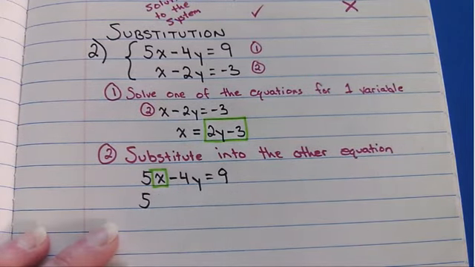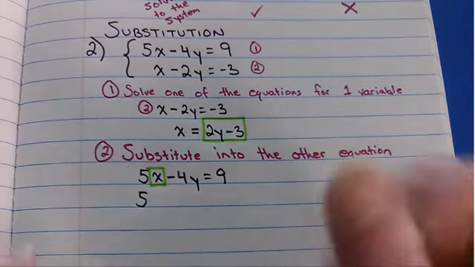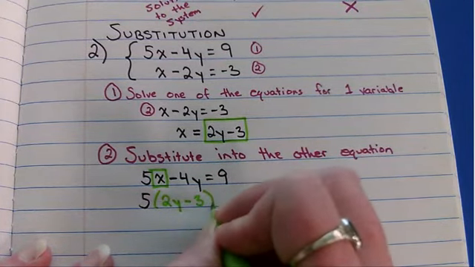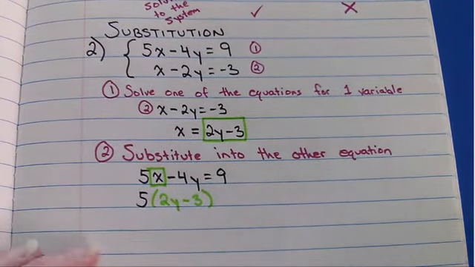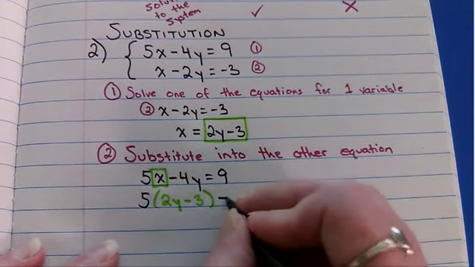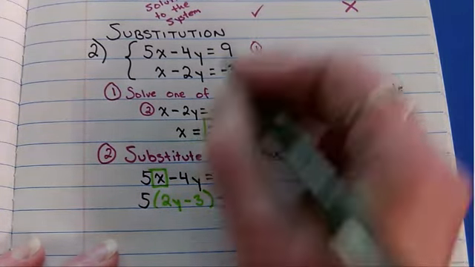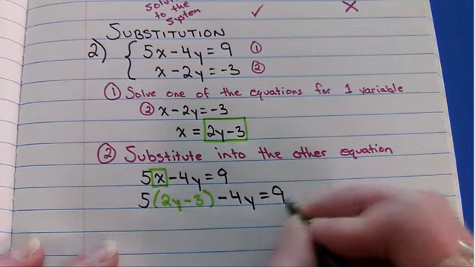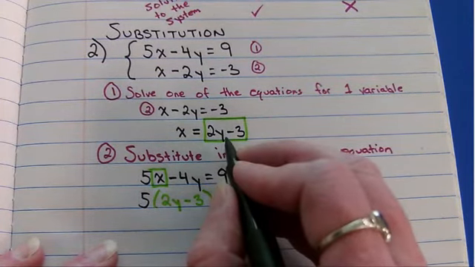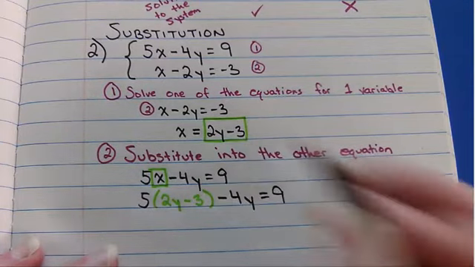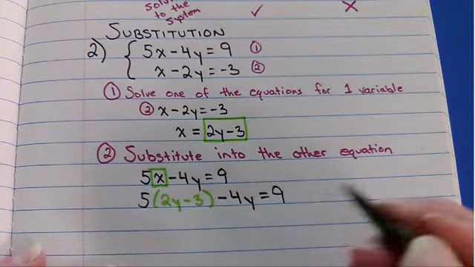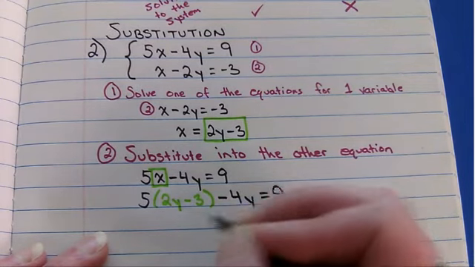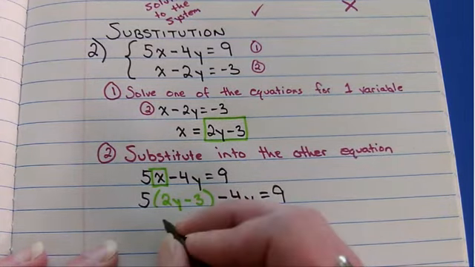So instead of writing x, I'm going to write 2y minus 3. Everything else from equation 1 is staying the same. I'm just substituting 2y minus 3 for x. So 2y minus 3 is going in for x. Now I have one equation with one variable. All I have to do is solve.